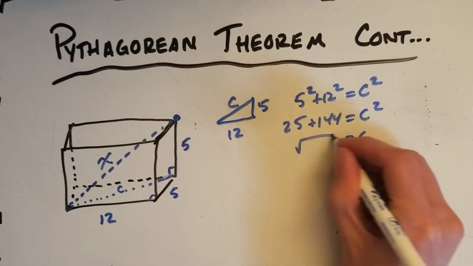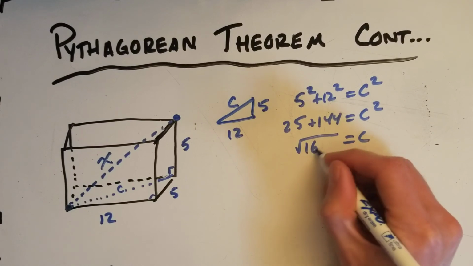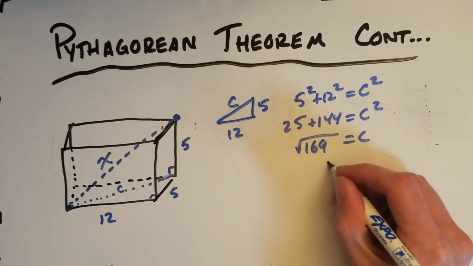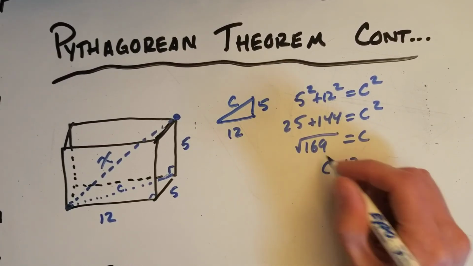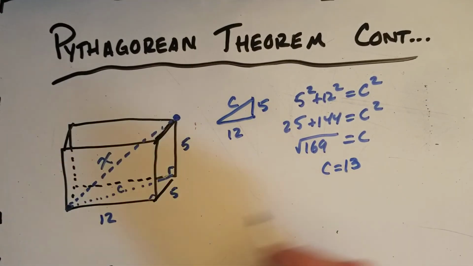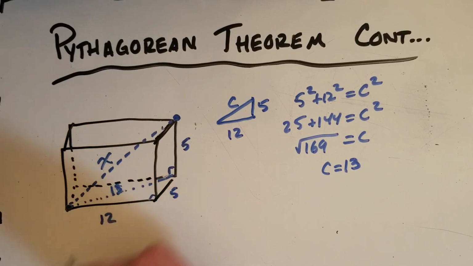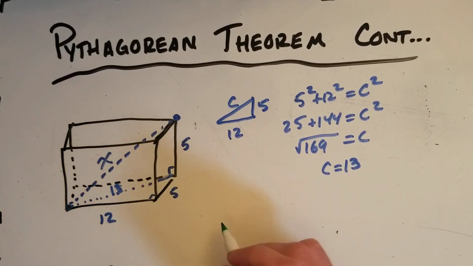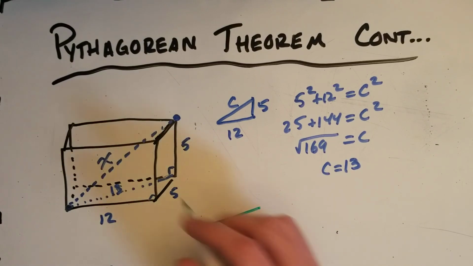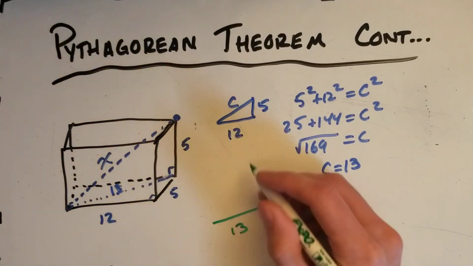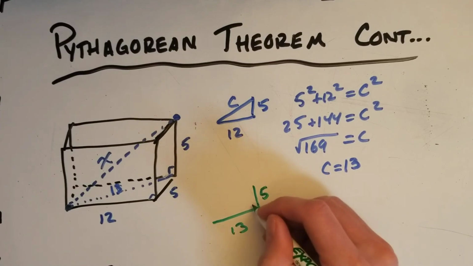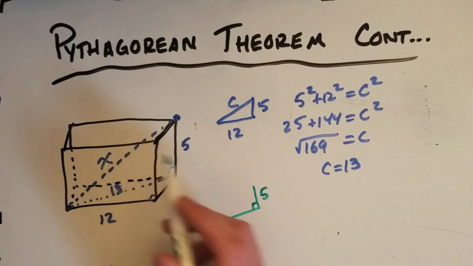So c is going to end up being the square root of 169. So c will equal, well, it's a perfect square. c will equal 13. So this value c here is 13. I'm going to replace it, put in a nice 13. Now if we look to this other triangle, the one that goes diagonally back, we know that distance on the bottom is 13. We know the height going up is 5 here. And we're trying to find that value x going across.